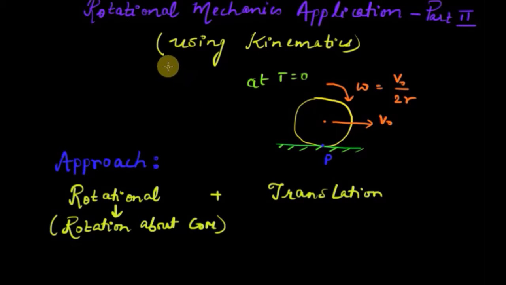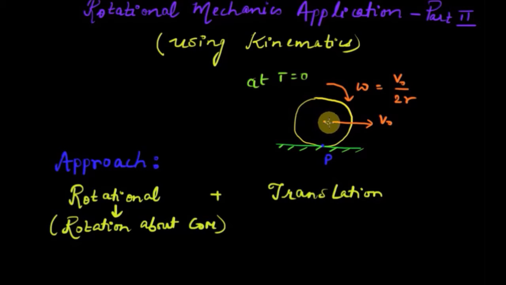So let's try to solve this problem using kinematics. As we can see, this is the fireball which has been released by the Trojan army, and as this fireball moves toward the Greek army, it rolls on the ground on the surface, and at time t equal to 0, the initial position, this fireball has a linear velocity of v naught, and it has an angular velocity omega, which is equal to v naught by 2r. So our objective is to find out the linear velocity of the fireball when pure rolling starts.